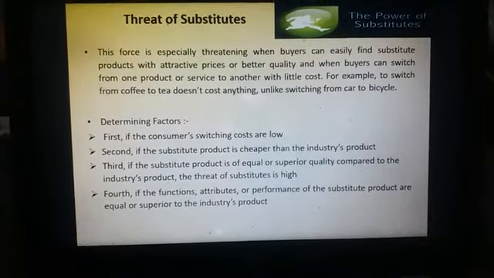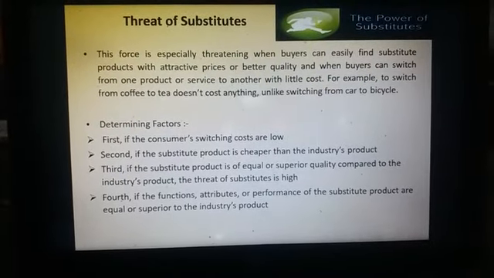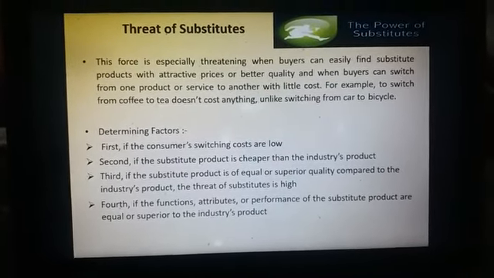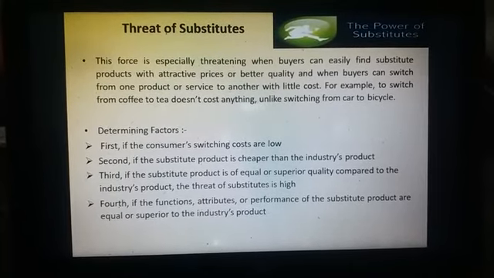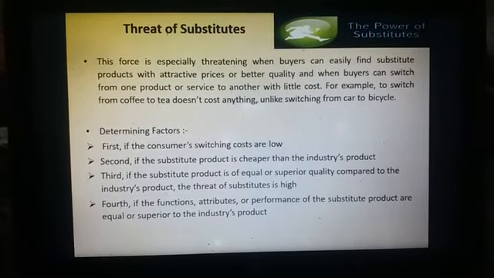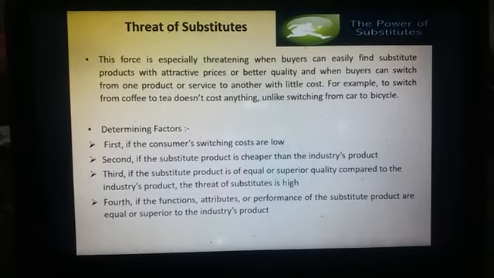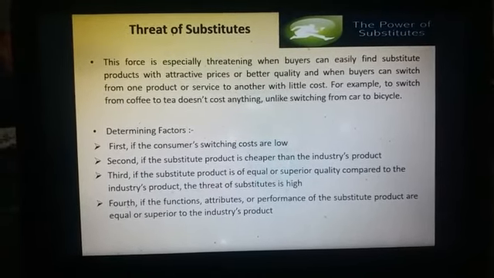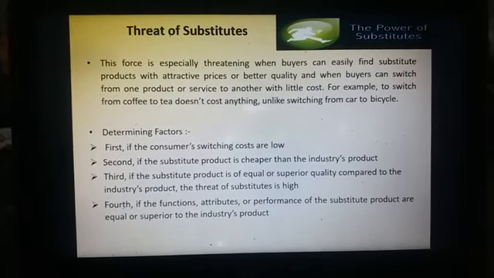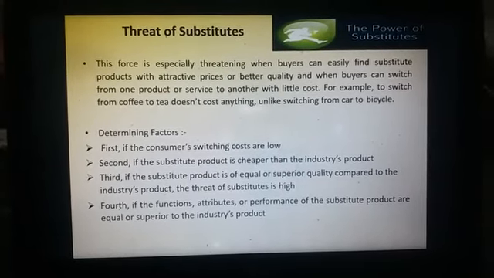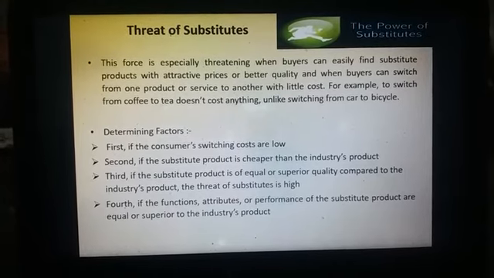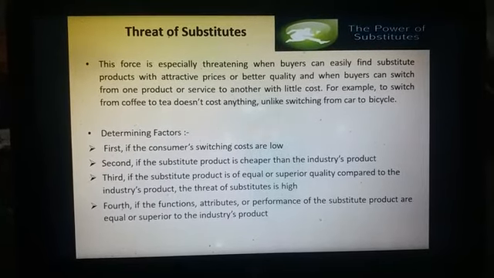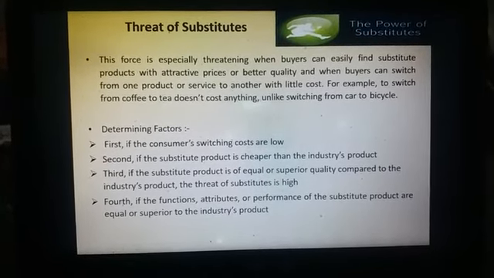Now, threat of substitutes. Substitutes can be defined as the products of other industries that have the ability to satisfy similar needs. For example, coffee can be a substitute for tea, right? If I want to have coffee, I can have tea also, as it can be used as a caffeine drink in the morning. When the price of a substitute product changes, the demand for a related product also gets affected.